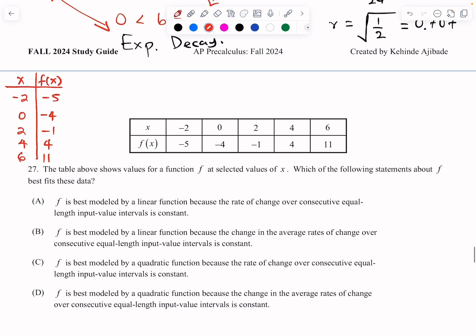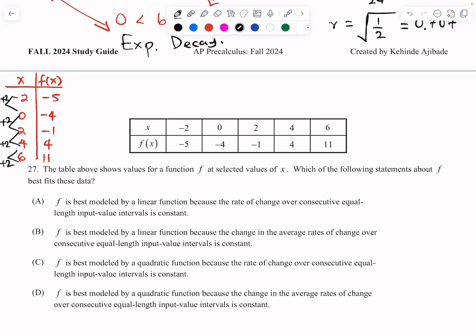So if you check your x from -2 to 0, that's +2. From 0 to 2, that's +2. From 2 to 4, +2, and 4 to 6, +2. So my equal length interval is +2. So that's my equal length interval right there.